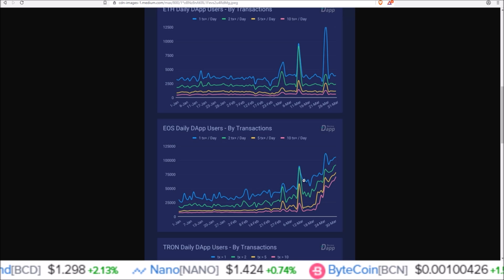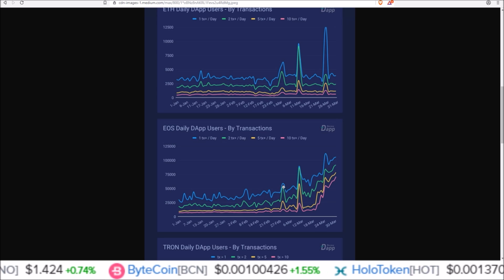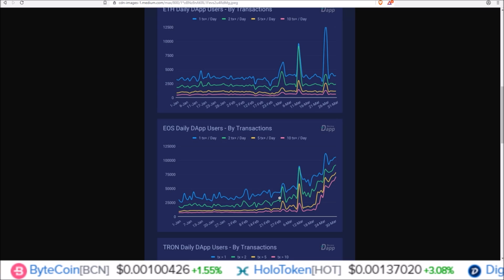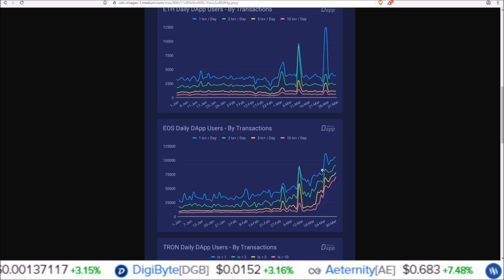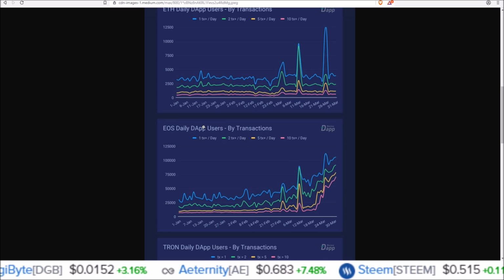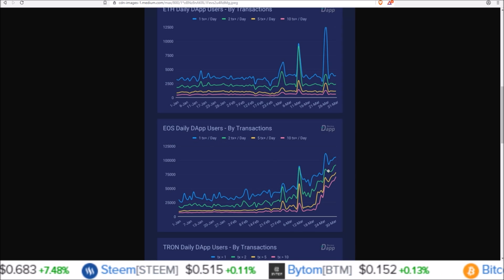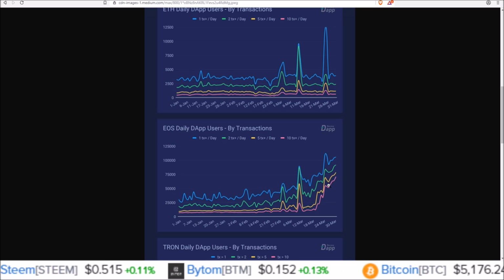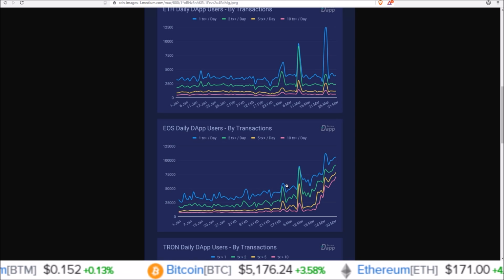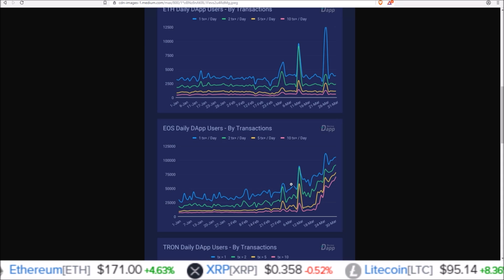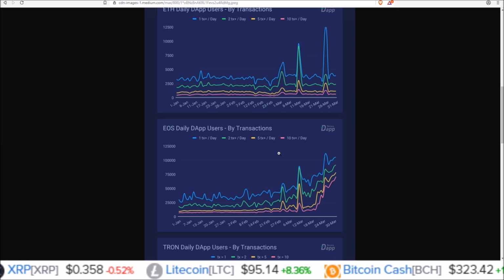What we see in EOS is just a straight ramp up, starting around the beginning of March of 2019. All the way through the end of March 2019, we see a steady, pretty drastic increase in the number of daily DApp users sorted by transactions. 1+ transactions a day is the top line in blue, then 2+ a day, 5+ a day, 10+ a day. At the beginning of March, there were around 50,000 active users sending at least one transaction a day. By the end of March, over 100,000 daily users.